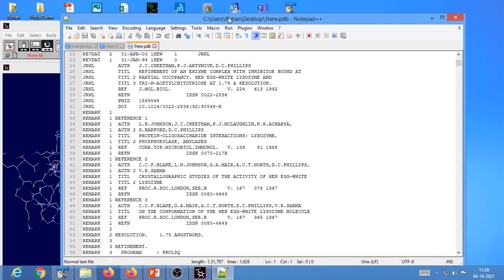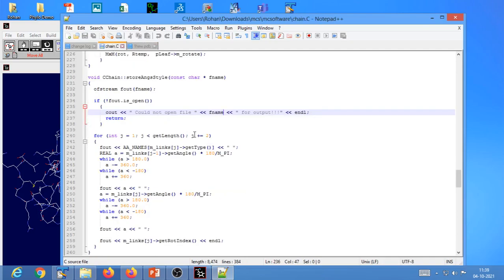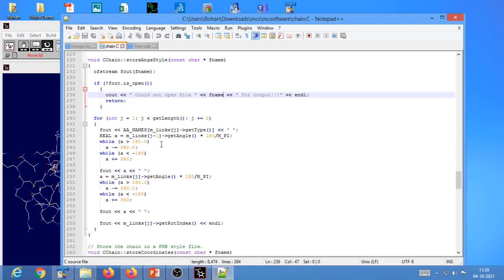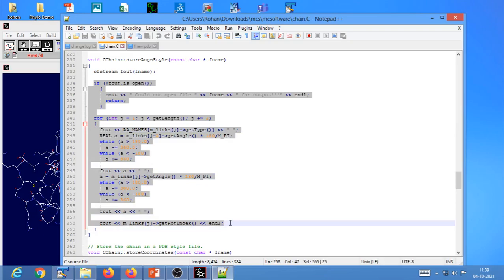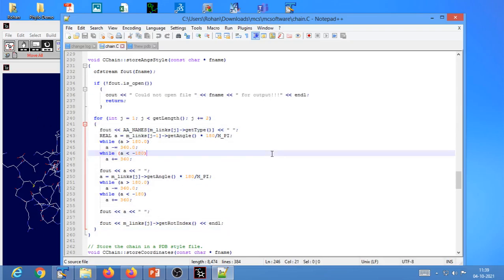So programming people like bioinformaticians or software engineers use these advanced text editors like Notepad++ or TextPad to write computer programs, the codes of their computer programs. This is how the codes of your computer program are written.